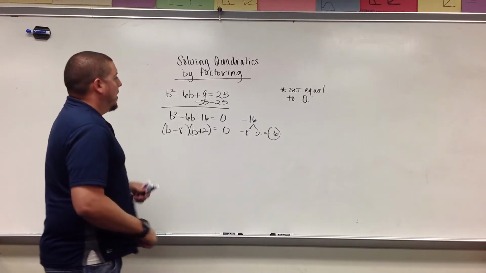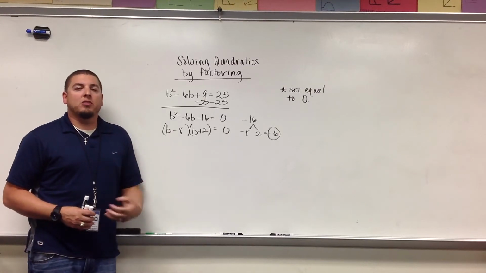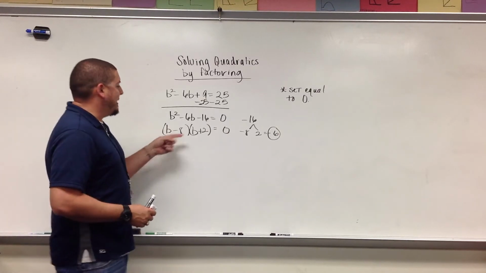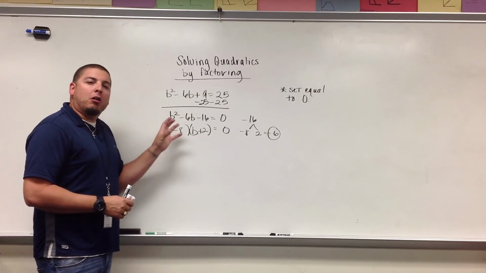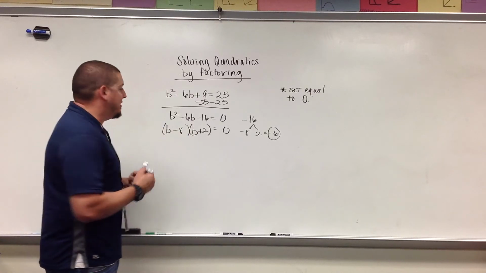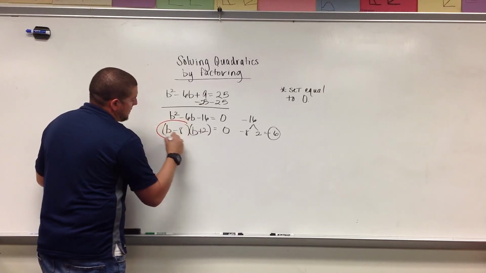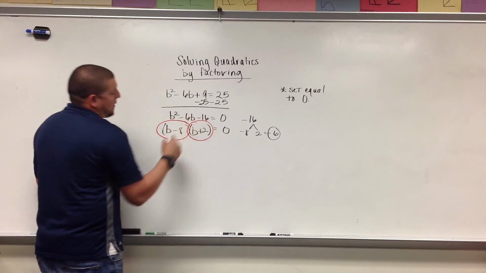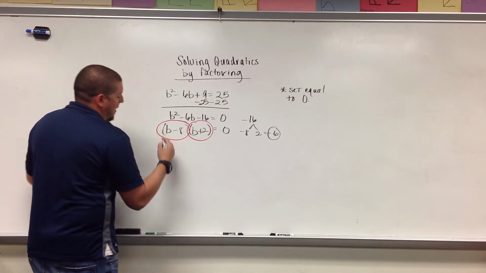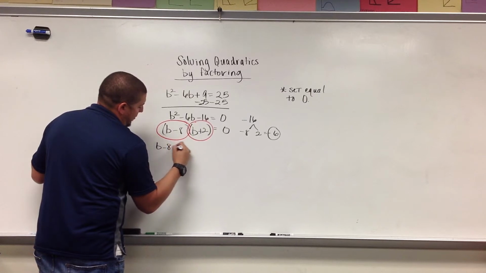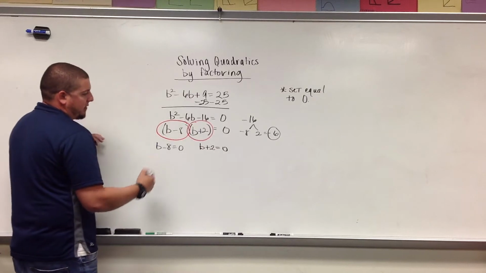Now, we're not simply finding the factors anymore. Now we want to actually find the roots. We want to find the solution. Where are the x-intercepts? When you get to this point, all you have to do, and this is the easy part, factoring is still the hard part, is set each factor equal to 0. So here's a factor, and here's a factor. Here they're combined, but I'm going to separate them and set each one to 0. So b minus 8 equals 0, and b plus 2 equals 0. And then solve.